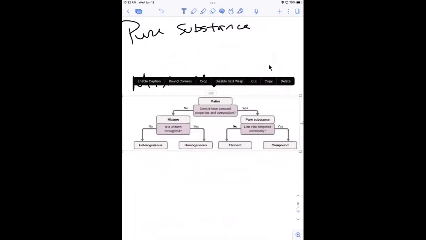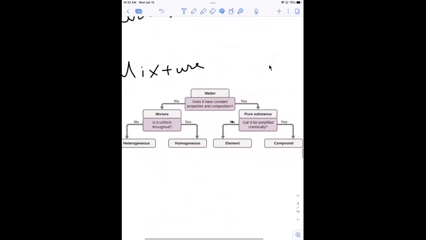If you have the ebook, this chart is in that ebook. So here's the question we ask to determine whether something is a mixture or a pure substance: does it have constant properties and composition? In other words, if you cut it in half, cut it in quarters, broke it open and examined the inside. If it has constant properties and composition, then it's a pure substance. If it doesn't, it's a mixture. Is that clear?